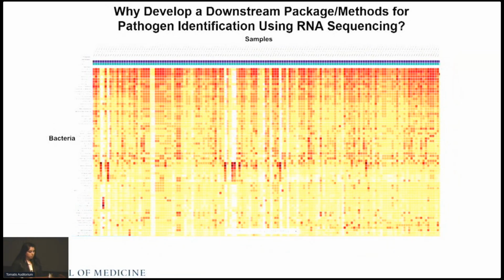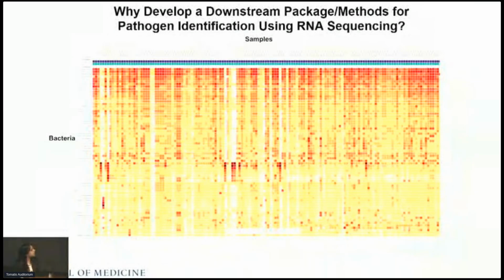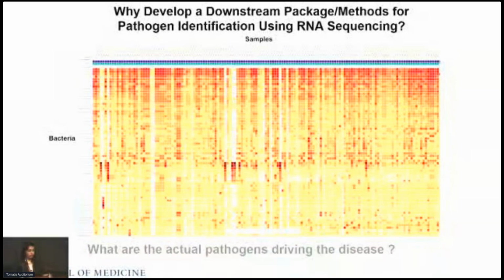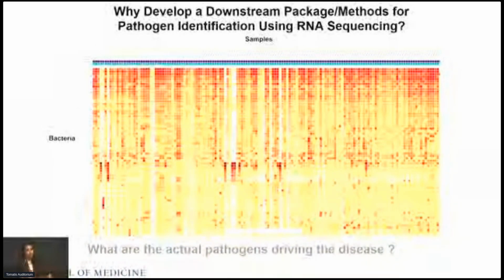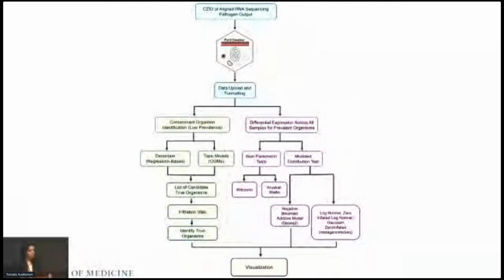This is an example of a taxa table created by CZID, which is my favorite method for identifying pathogens. Your x-axis is the samples, the y-axis is the bacteria, and this is like 1/10 of the whole heat map. So basically you get a huge heat map that is all red. And so the challenge remains: what is the actual pathogen driving the disease, and what is active in these patients? That's where PathSeeker comes in.